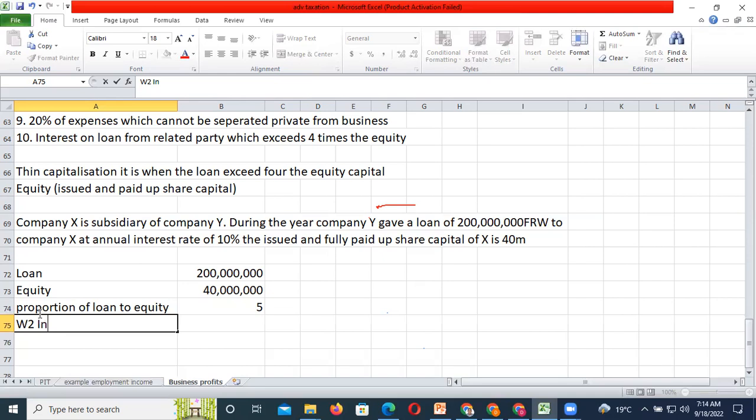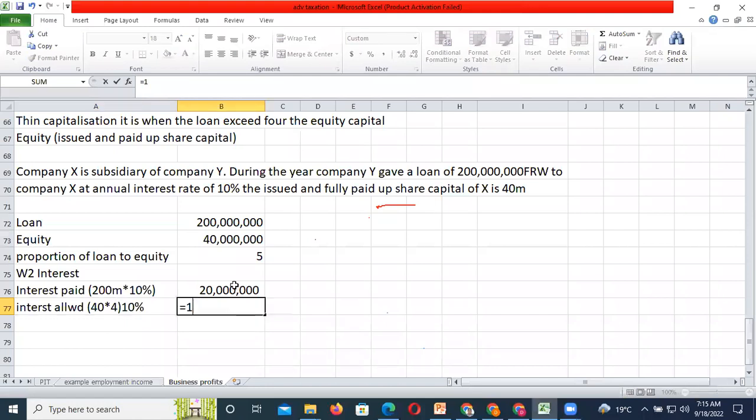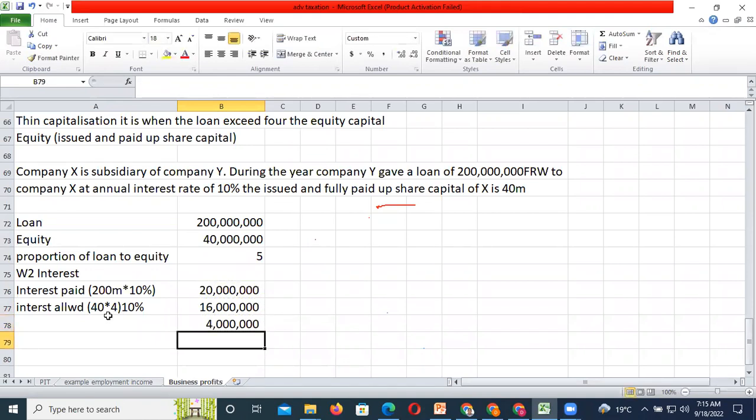Interest allowed will be the 40 million equity times 4, because our loan should be 4 times our equity, then times 10%. I think I'll get 160 million times 10%. Any excess will not be allowed, so you'll have to add it back when you are adjusting.